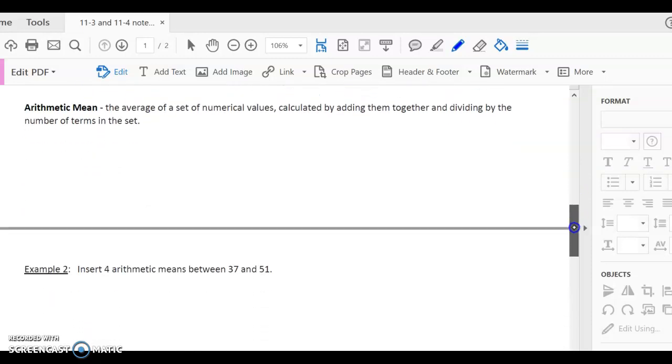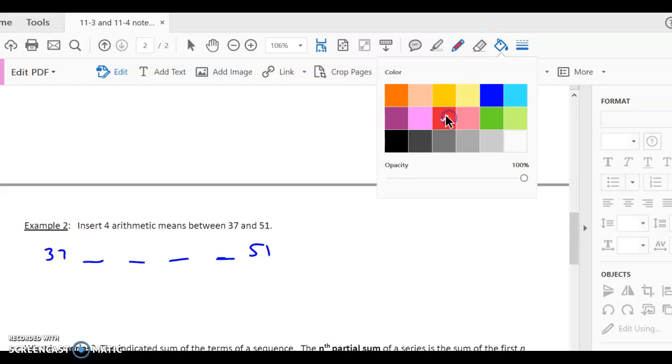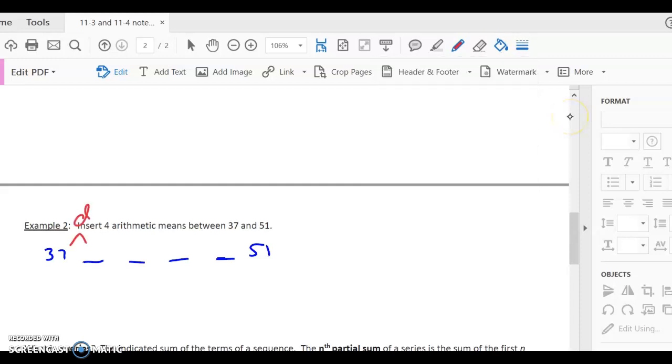So if we move on to example 2, we want to figure out 4 arithmetic means between 37 and 51. So if we use the same visual, 37, we want 4 arithmetic means between 37 and 51. Well, think about if we're adding up the numbers and they're going to be a certain distance apart. So that distance is a common difference. So we have to add the same exact number to each number to get the next number.